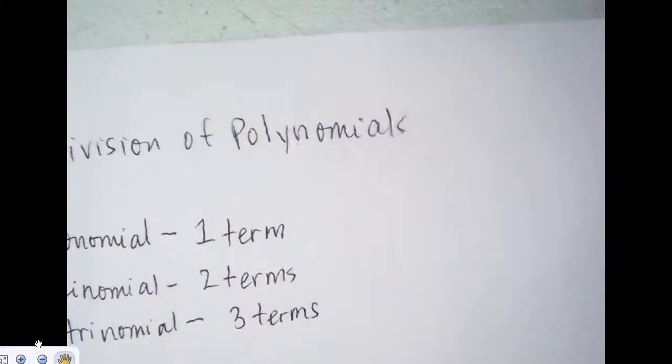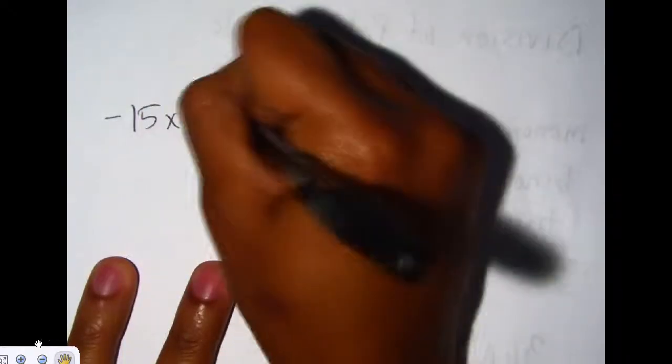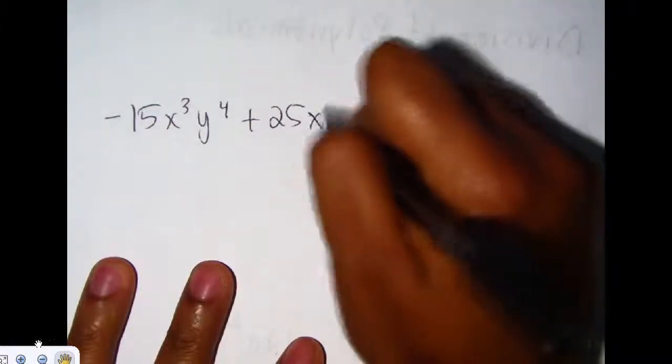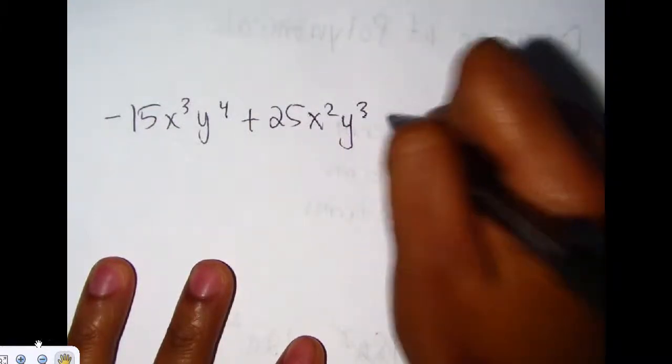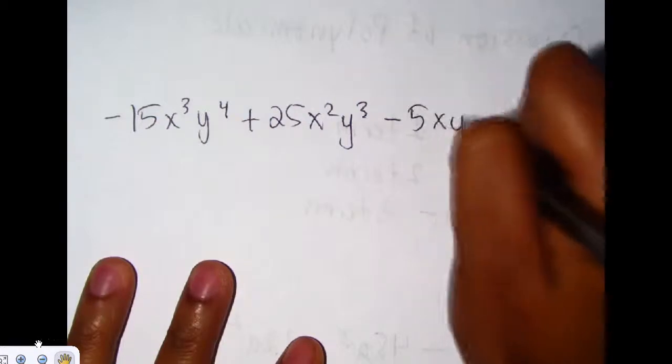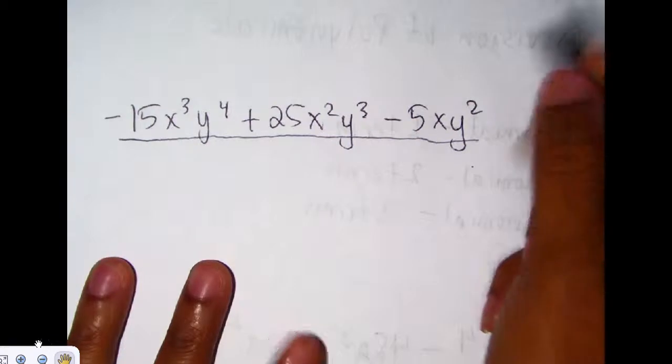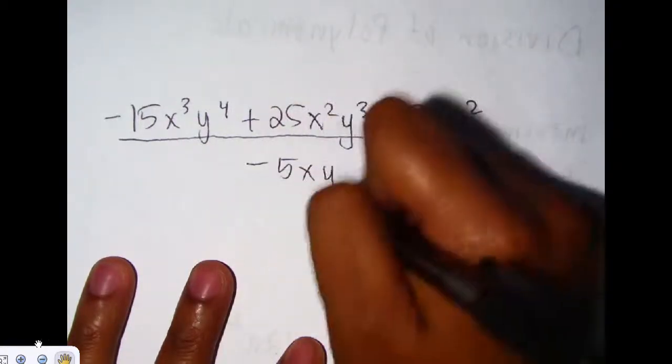For the next one, skill practice number 2, give me 1 second. I need more papers than this. Negative 15x to the 3rd, y to the 4th, 1 second to get caught up here, plus 25x squared, y to the 3rd, and then the last term is negative 5xy squared, and this is all being divided by negative 5xy squared.